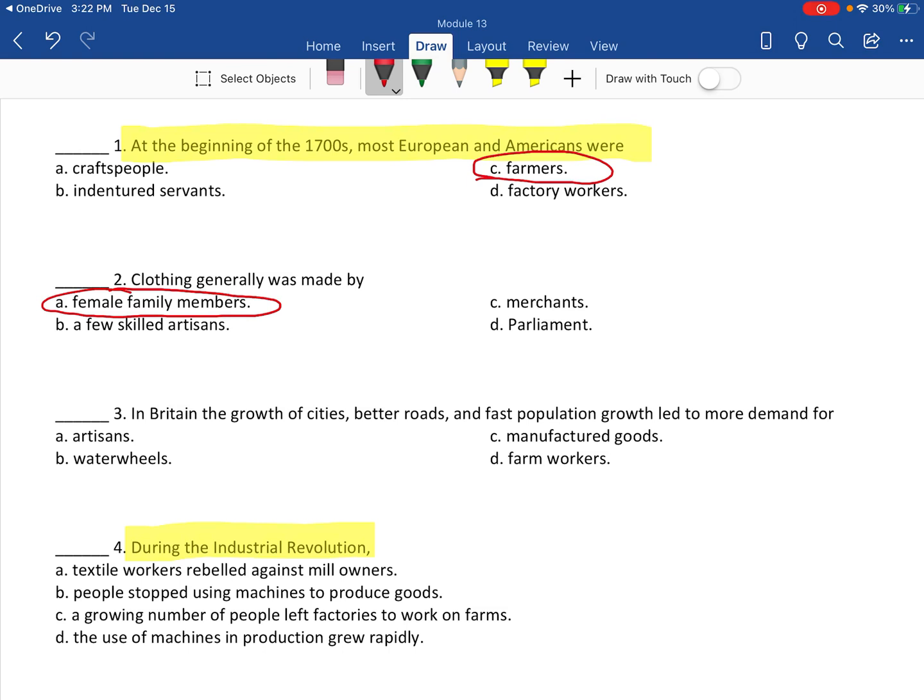In Britain, the growth of cities, better roads, and fast population growth led to more demand for manufactured goods. So this is where we start to see the shift. But it's happening in Britain. It's not really happening here in America quite yet. That's going to come a little bit later. Our demand for manufactured goods will increase, but we're going to be getting them from Britain.